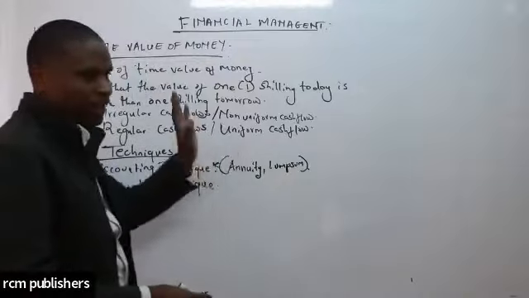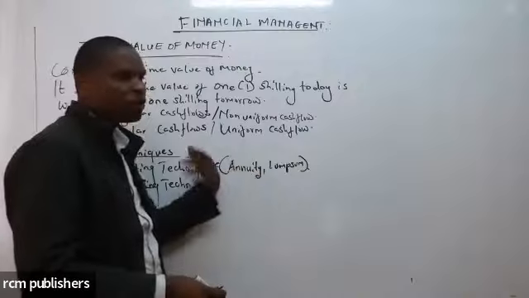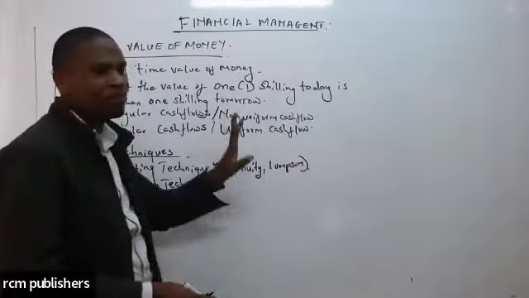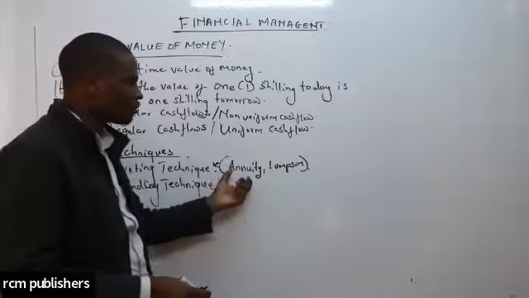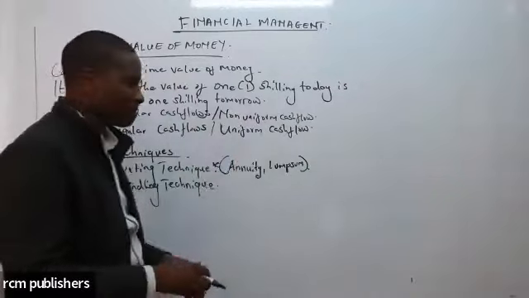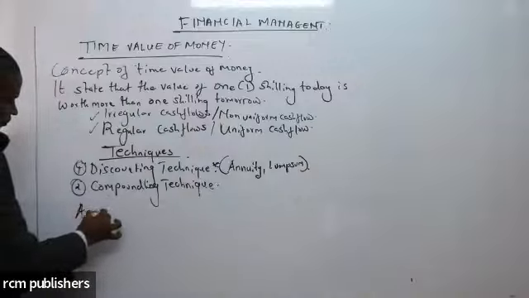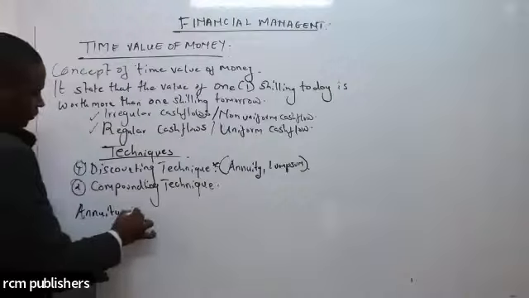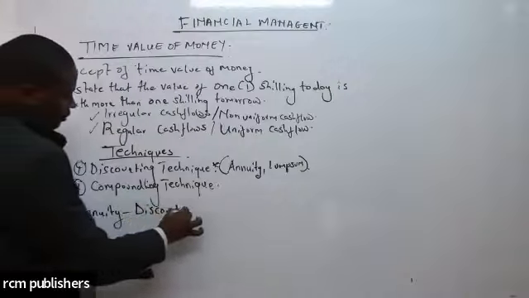An annuity and a lump sum. On the category of annuity, you're going to discount using the PVFA factor. You're going to discount an annuity using PVFA.